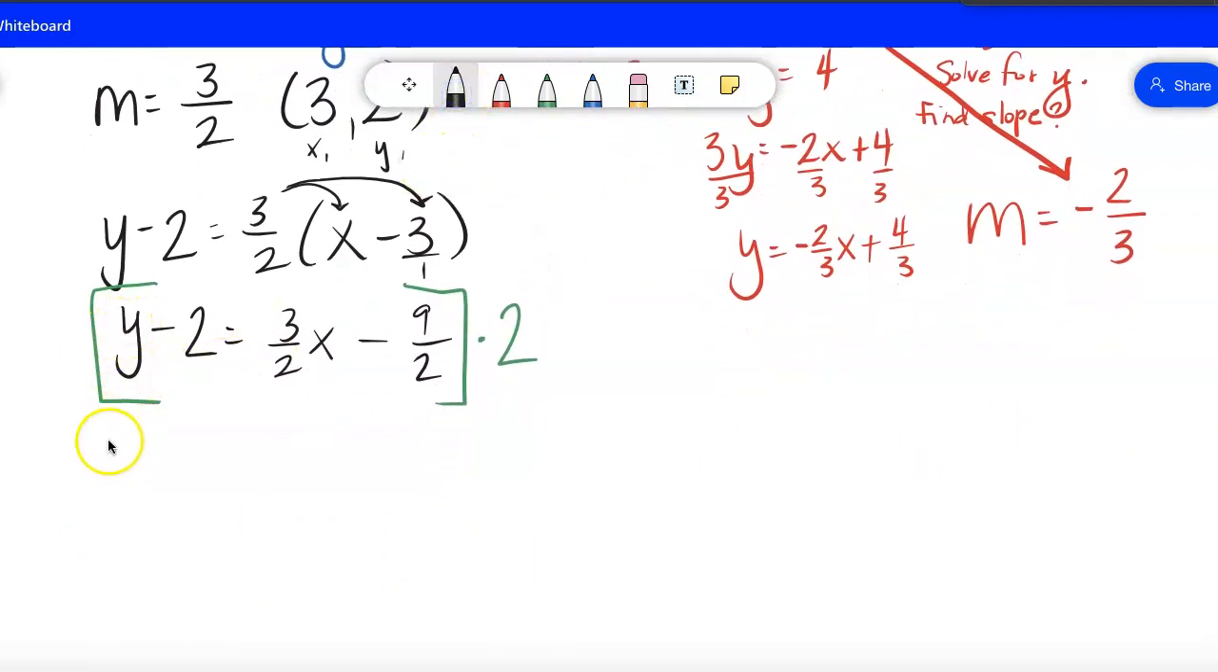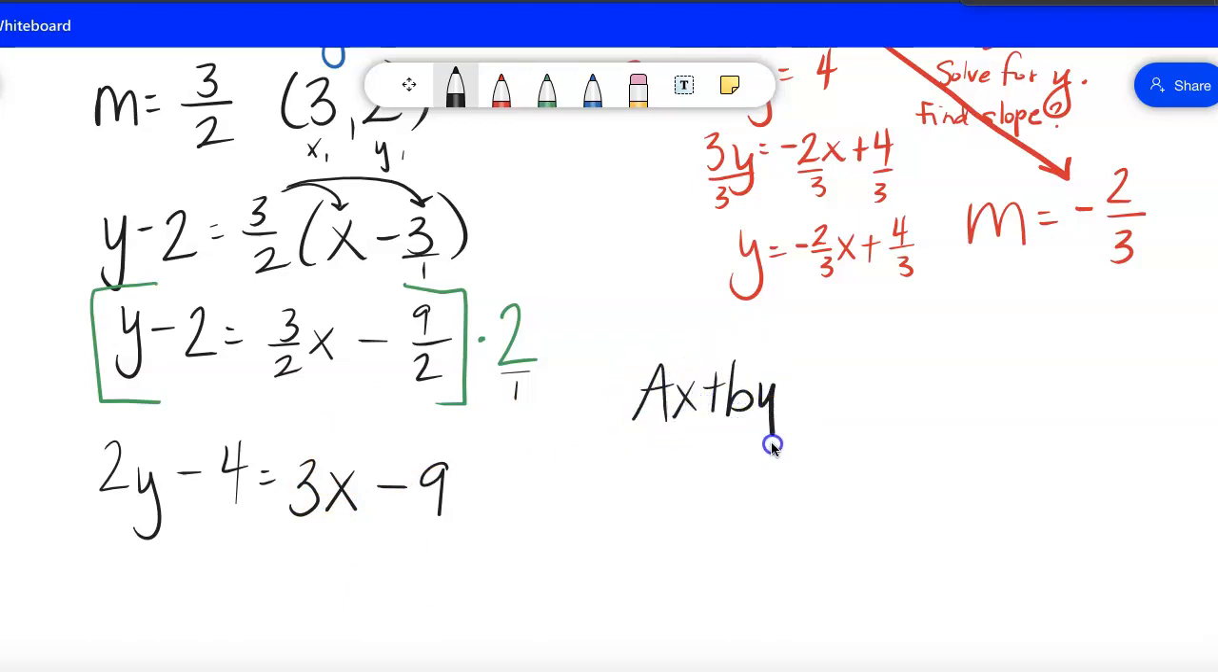So everything is going to get multiplied by 2. So y times 2 would be 2y. Negative 2 times 2 would be negative 4. Negative 3 over 2 times 2, think about it as 2 over 1. That would give me 6 over 2, which is 3. Keep the x. And 9 over 2 times 2 over 1 would be 18 over 2, which is 9. Okay. Now, I don't have fractions, so that's good. But I have to have it in this form. That's what my directions said.